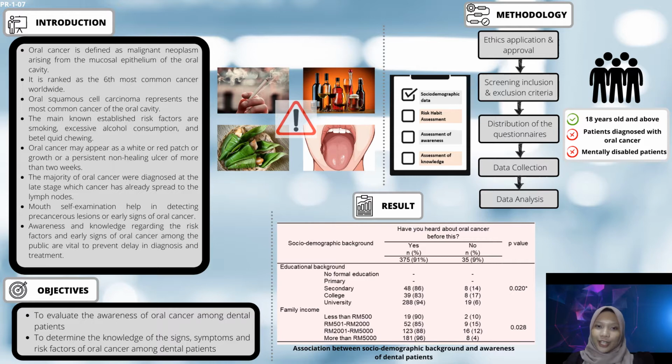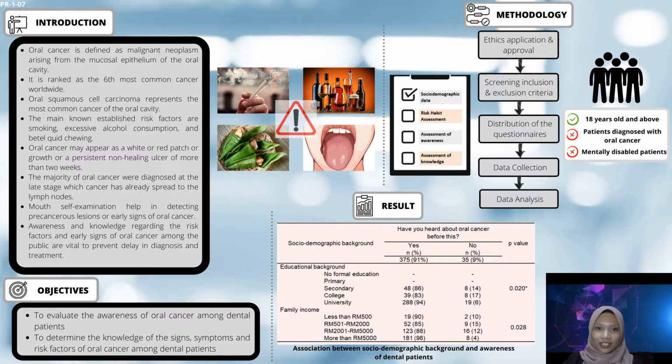Dear panels, now I will explain the research methodology. This is our flowchart of the methodology. This study was conducted after ethics approval by screening based on the specified inclusion and exclusion criteria. All patients aged 18 years old and above were randomly recruited. Meanwhile, patients diagnosed with oral cancer, mentally disabled patients, and young patients less than 18 years old were excluded from this study.